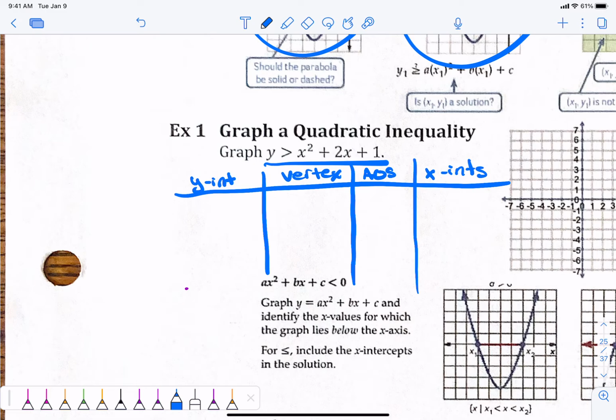We don't necessarily need to do all of these things for every single problem, because sometimes we just do two of them and it gives me enough points that I can go ahead and graph the thing. One other thing I'm going to put off to the side is up or down. It's up. So those five questions, we can answer a couple of them and get the graph of what this thing looks like and then just graph it. Let's do that first.